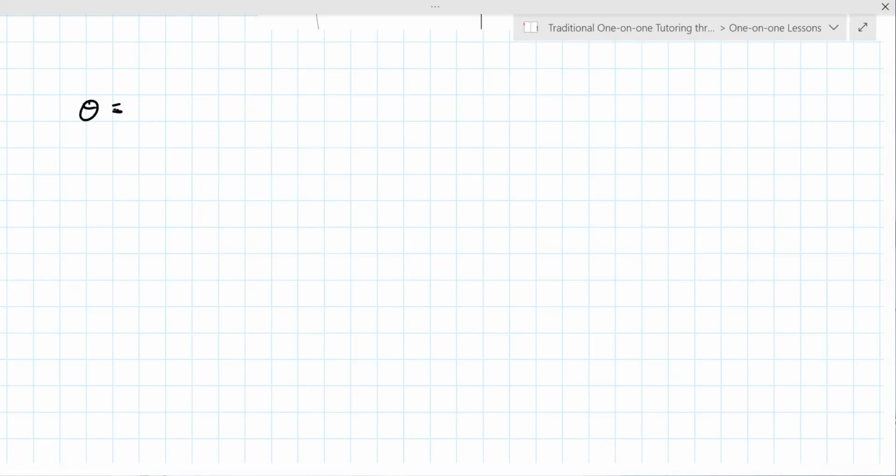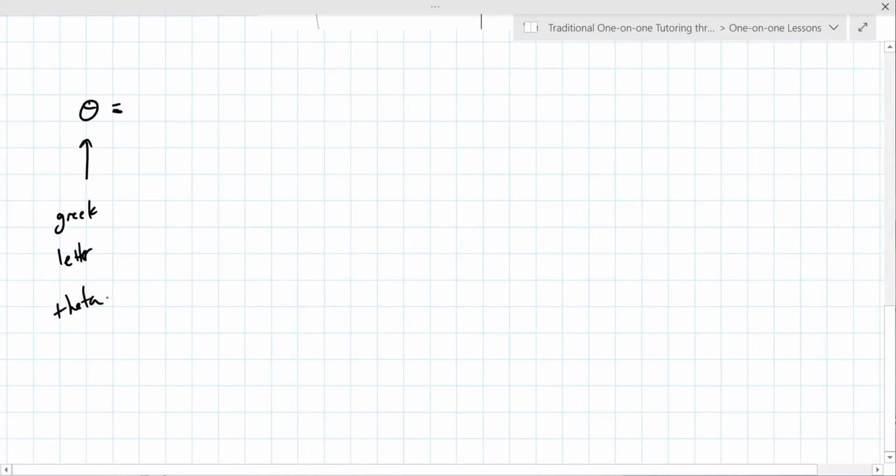Okay. So is this like a 0 or? This is the Greek symbol theta. It's a Greek letter. Is it theta? Okay. So how do I say it, I guess? Theta, or you can say the angle. Angle equals, angle is. Okay.